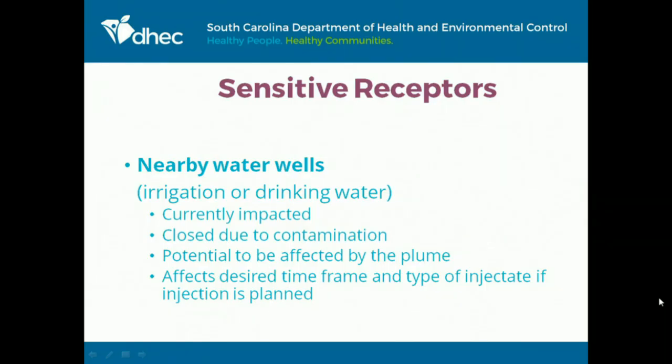And one thing is, if you have a site and the drinking water wells have been closed and shut down because of contamination, that still qualifies for an expedited time frame. We need to go ahead and get that taken care of, even if nobody's drinking it anymore, because they ruined those people's drinking water wells. And again, if there's a potential for these drinking water wells or irrigation wells to be affected, then you still need to consider a technology that's more active.